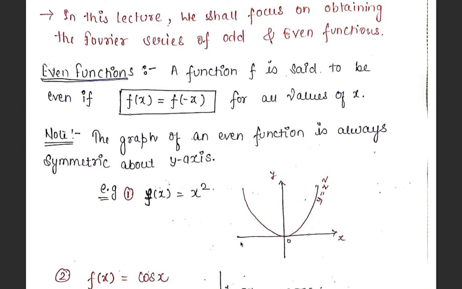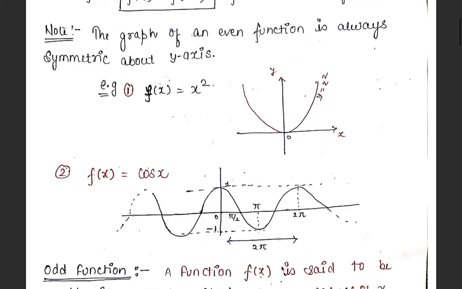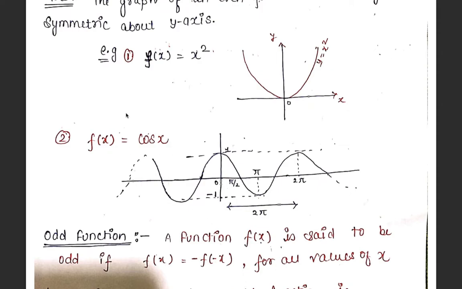Also, here I have plotted the graph of x square, which is clearly a parabola facing upward. And you can visualize here that this graph is symmetric about y-axis, because we know that the graph of an even function is always symmetric about y-axis. Let us try to understand this with the help of another example. Here I have taken f to be the cosine function, and this is the graph of cosine function, which is very well known to all of us. And here also you can see that this graph is also symmetric about y-axis.